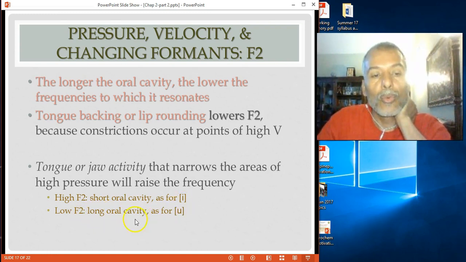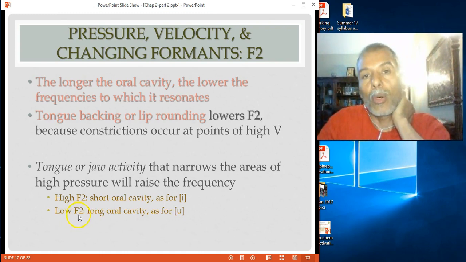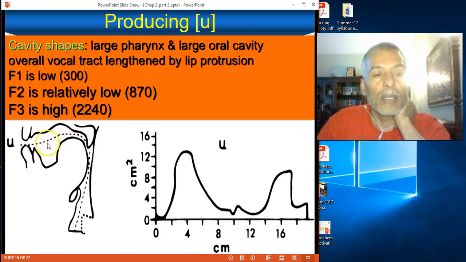For ooh, you are going to have a long oral cavity, and that is going to lower the frequency for the F2 for ooh, as in what you are having here. You also have a large space that's created because the tongue is backed.